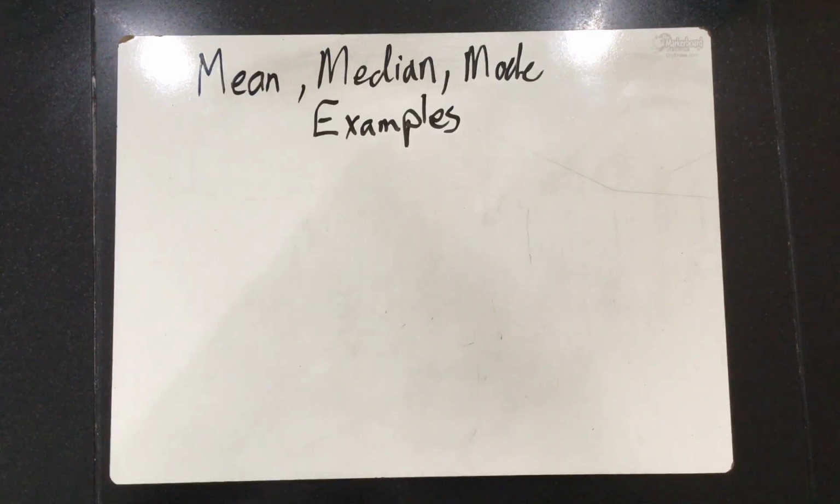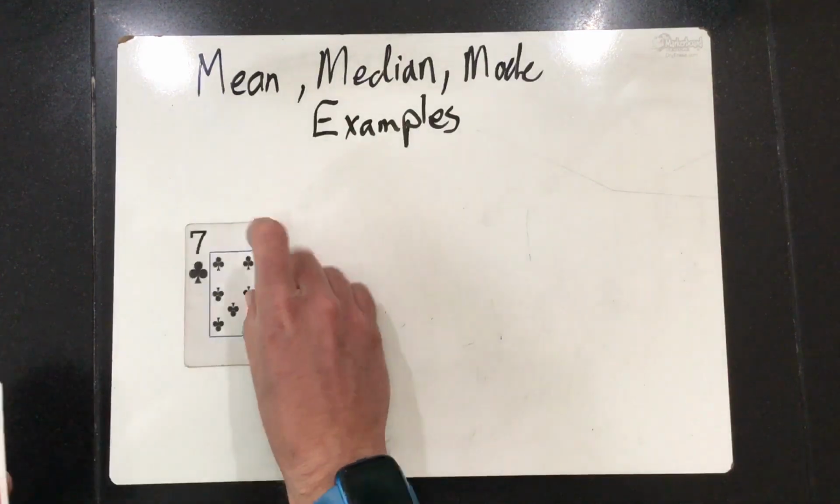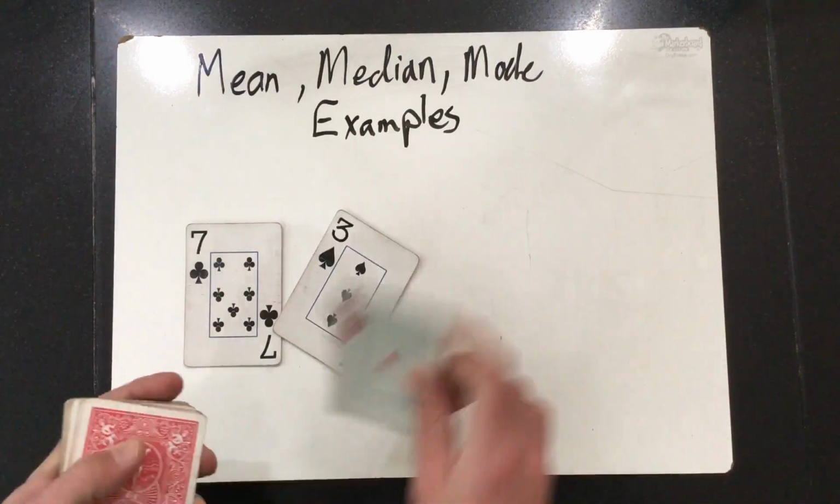So quick recap about what mean, median, and mode are. Mean means average, median means middle, and mode means most, the thing that shows up the most. And these things help us communicate something about the numbers that we see in a data set.